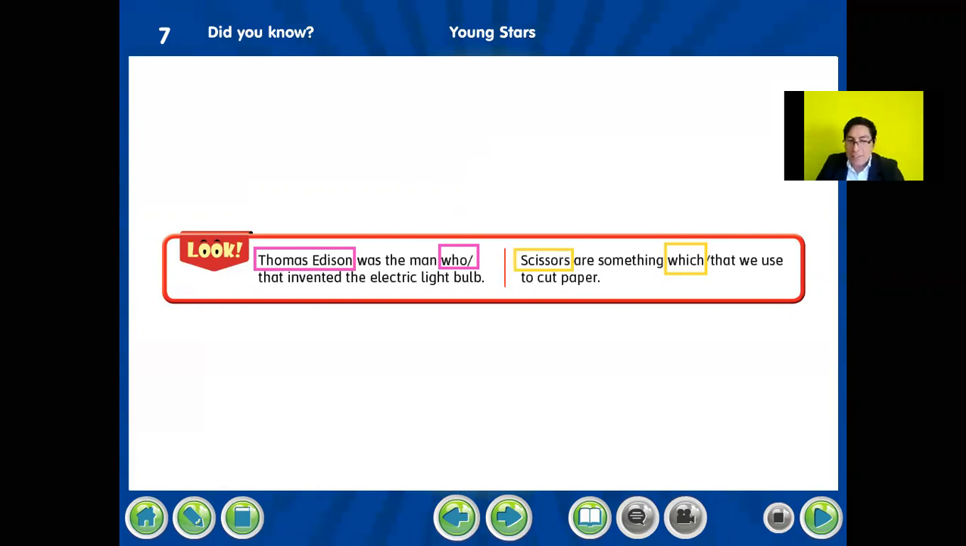And that, teacher? And that is possible for two. It's possible for people, or it's possible for objects. For that, two is okay. Or for animals, okay? But who? Only for people. Which? Only for things.